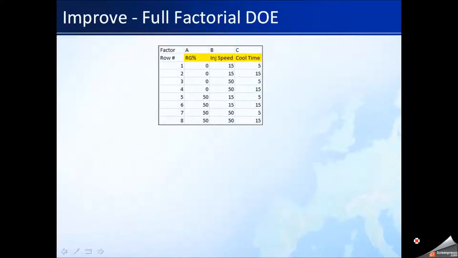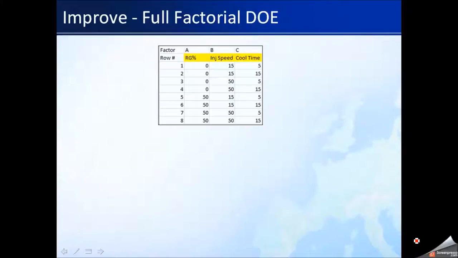Moving on, this leaves 3 variables that they haven't fixed: regrind percentage, injection speed, and cooling time. Now these are going to go into what's known as a full factorial. A full factorial allows for a mathematical model to be created of the process. So rather than just using simple graphs like we just did, we're going to use some mathematics this time, because this is a DOE that allows that, a full factorial.